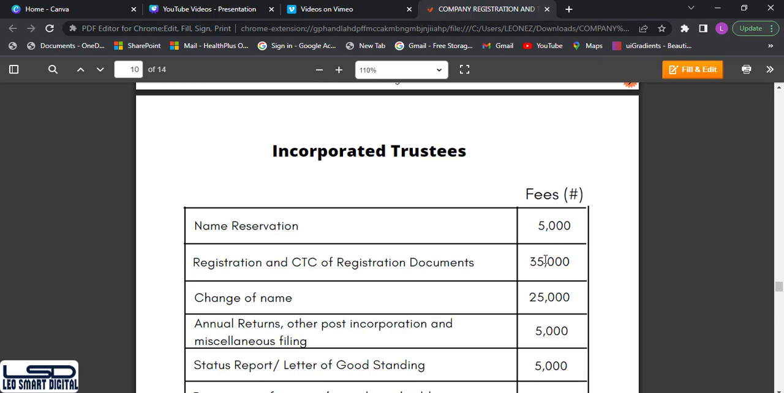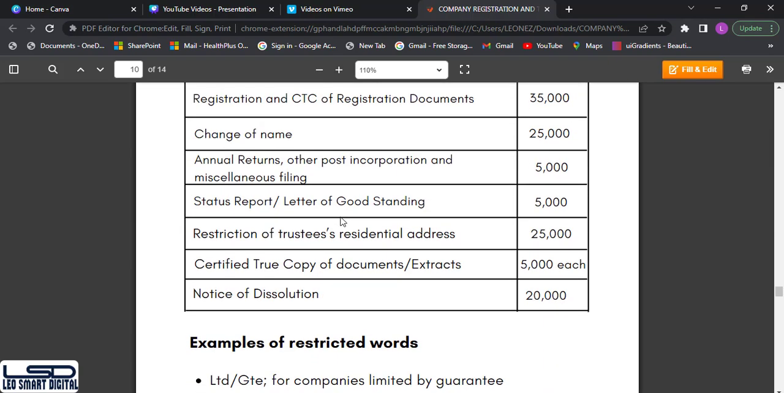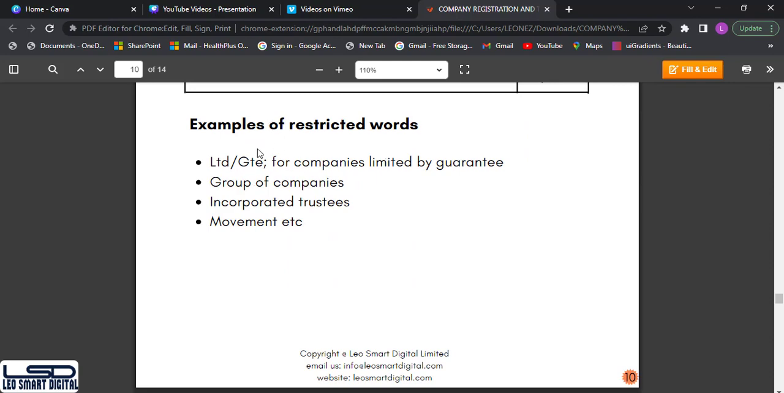Then other costs that will be incurred are newspaper publication and vote declaration. For those that contract the minutes of meeting to maybe a lawyer or whoever, that can incur another cost. But if you want any minutes, you can write it yourself. So these are examples of restricted words. When you have limited by guarantee, reservation costs 5,000, group of companies, incorporated trustees.